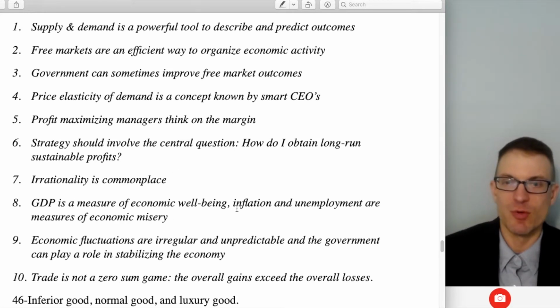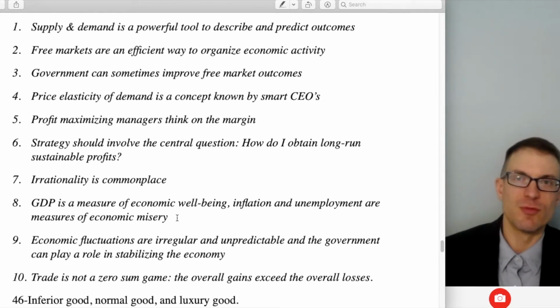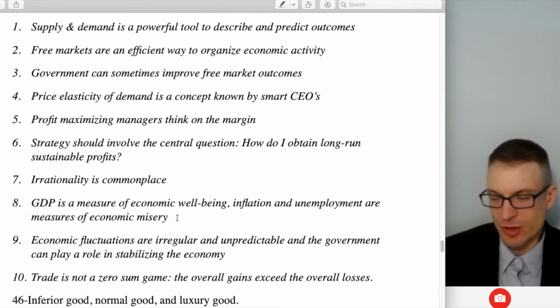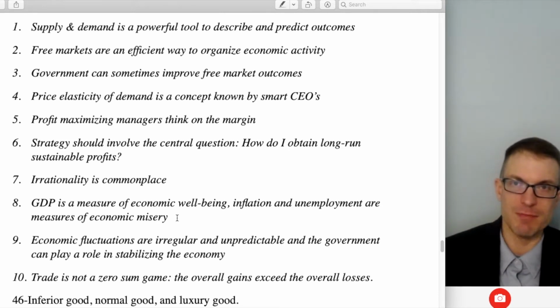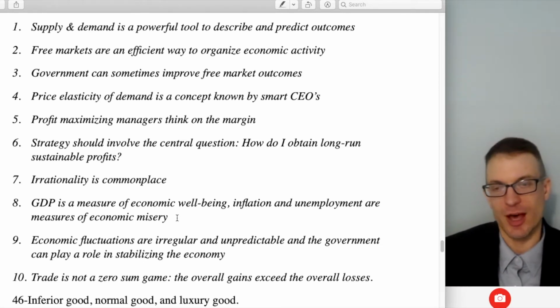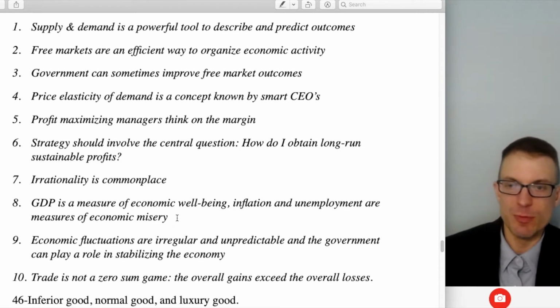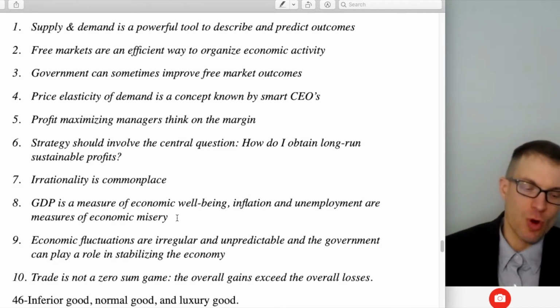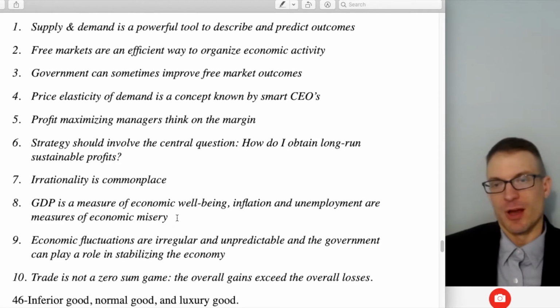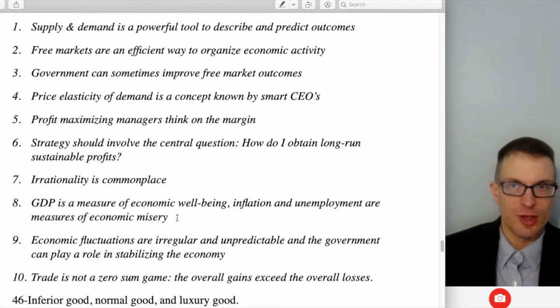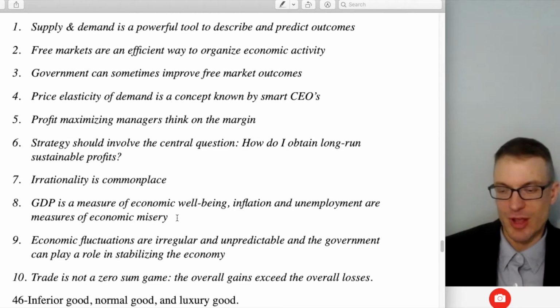GDP is a measure of economic well-being. Inflation and unemployment are measures of economic misery. GDP is the market value of all final goods and services produced in an economy in a given time period. So it's literally the market price times the quantity of goods, and then aggregating up across all goods in the economy. GDP is a measure of the value created, and then presumably there's some distribution of this value, hopefully tracking pretty close to the productivity of workers, and so on and so forth. This is correlated with standard of living.